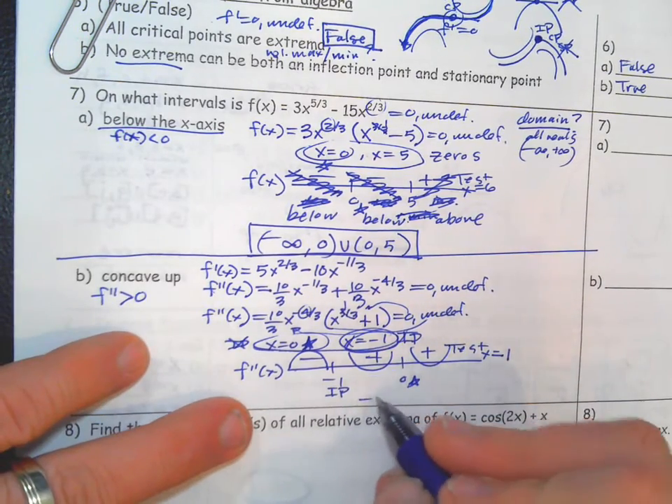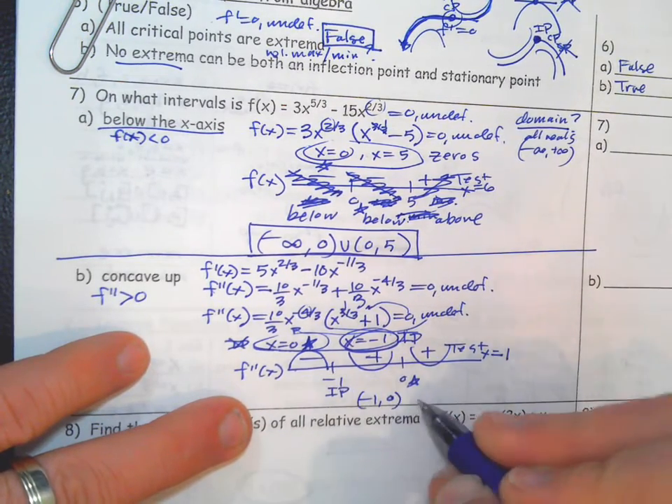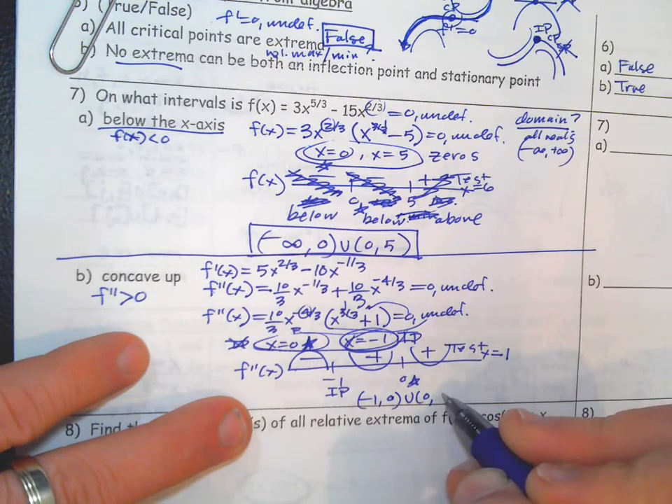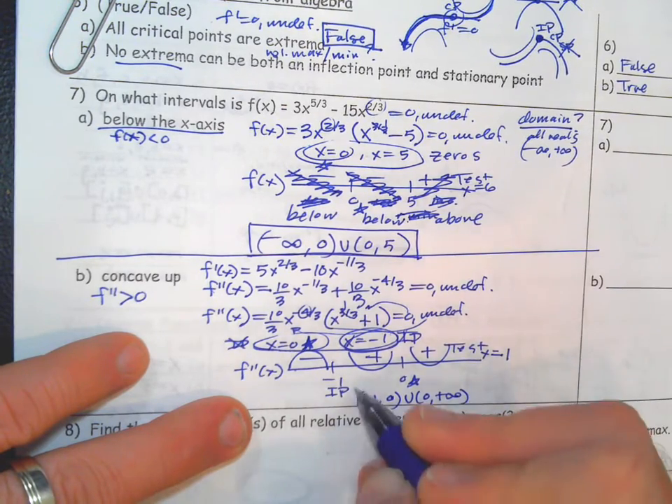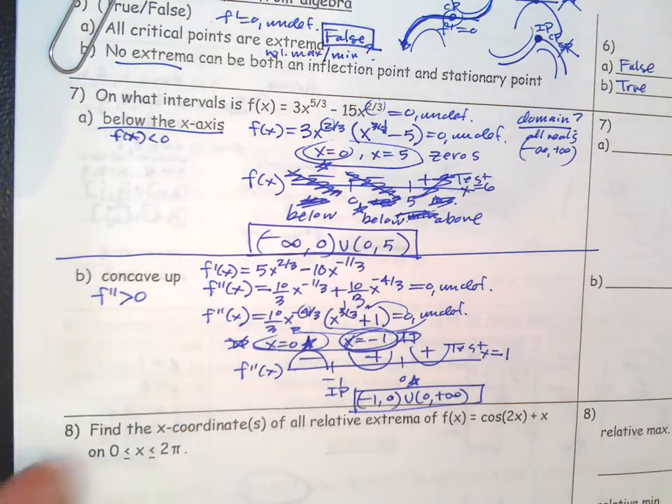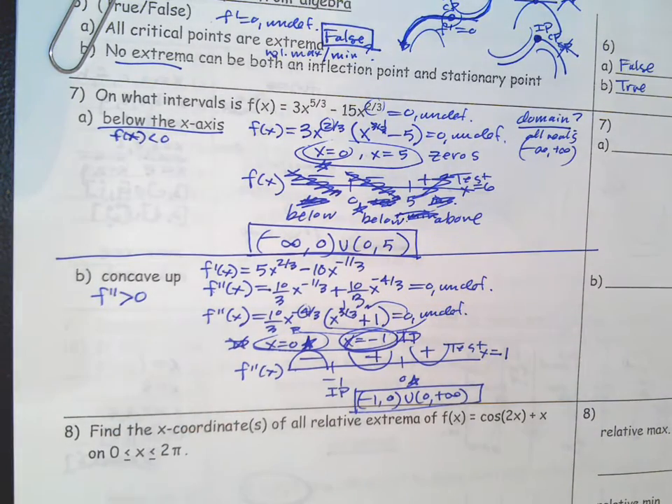So we're going to say negative 1 to 0, parentheses, we don't include the endpoints. You have to break it up at 0 for concavity. So there you go. That's the work. Be careful.